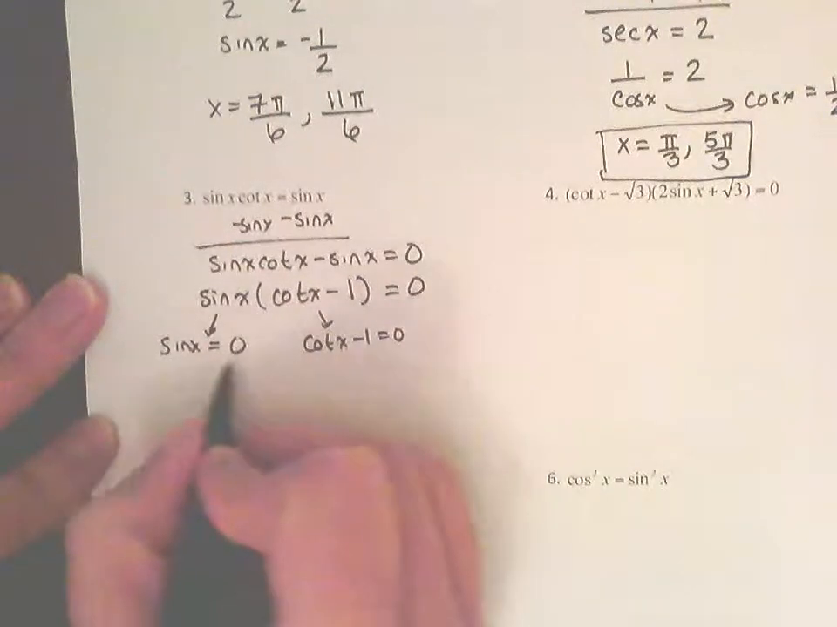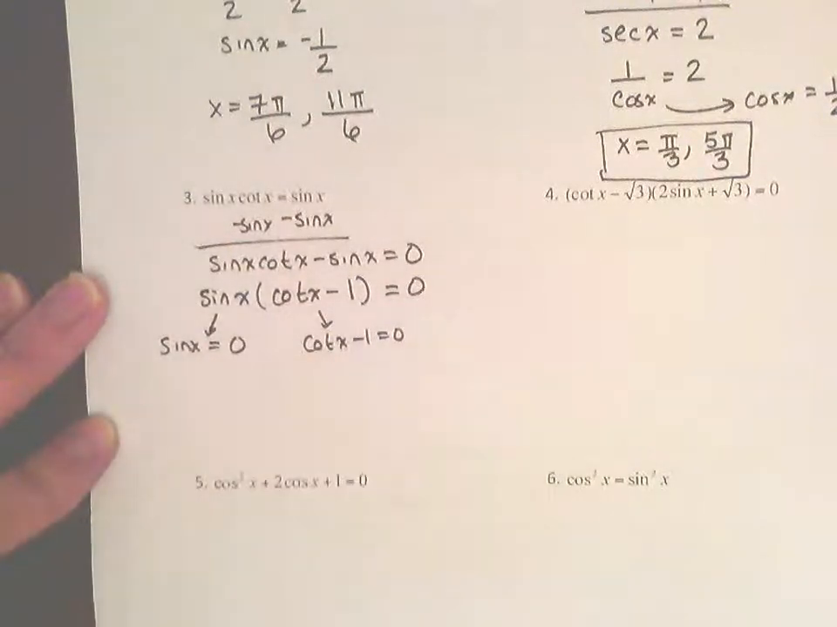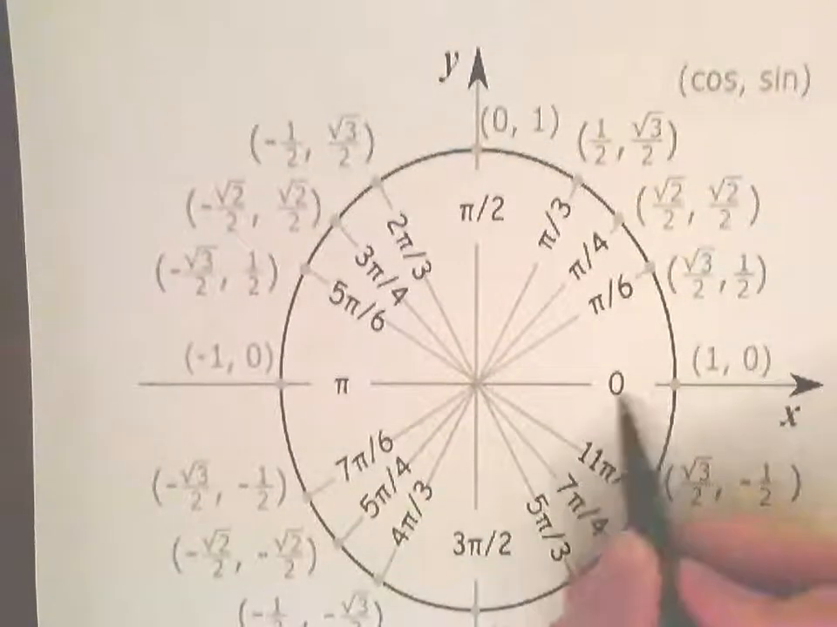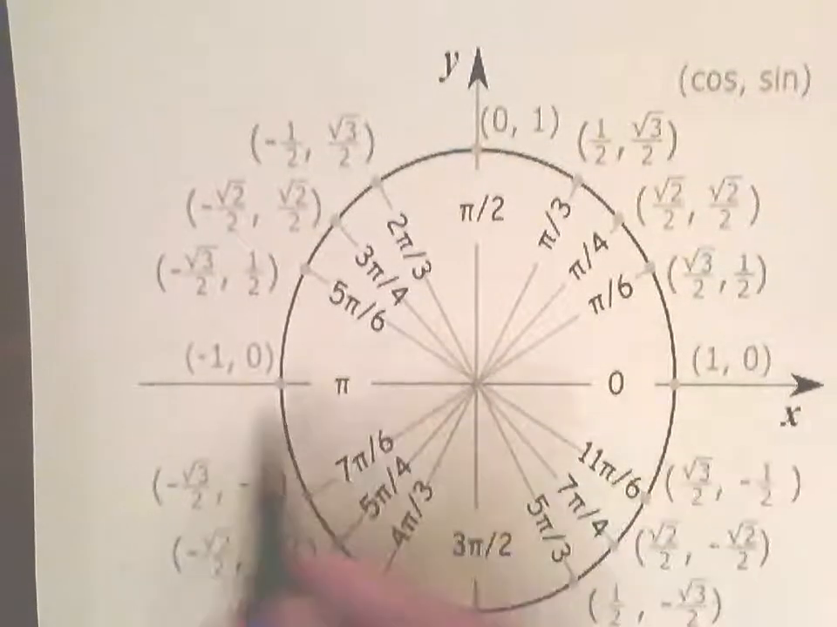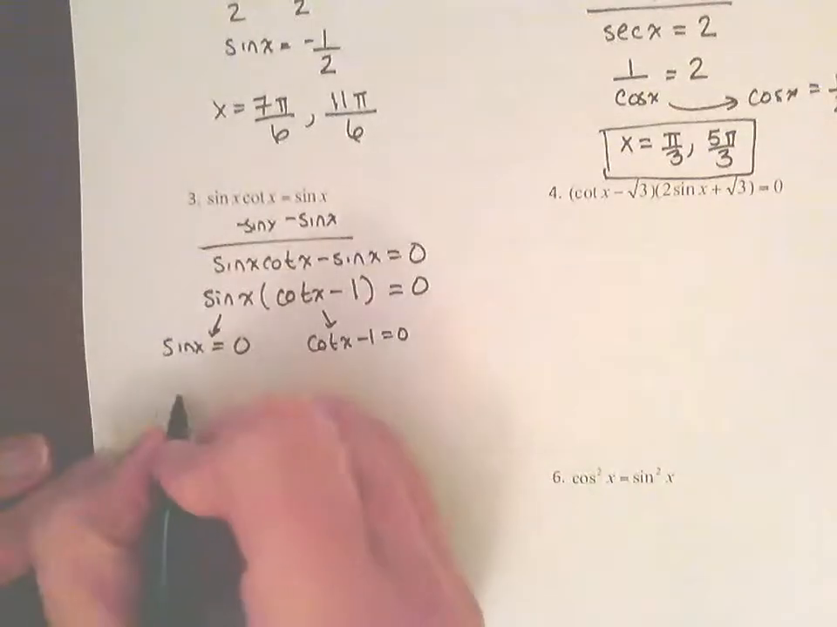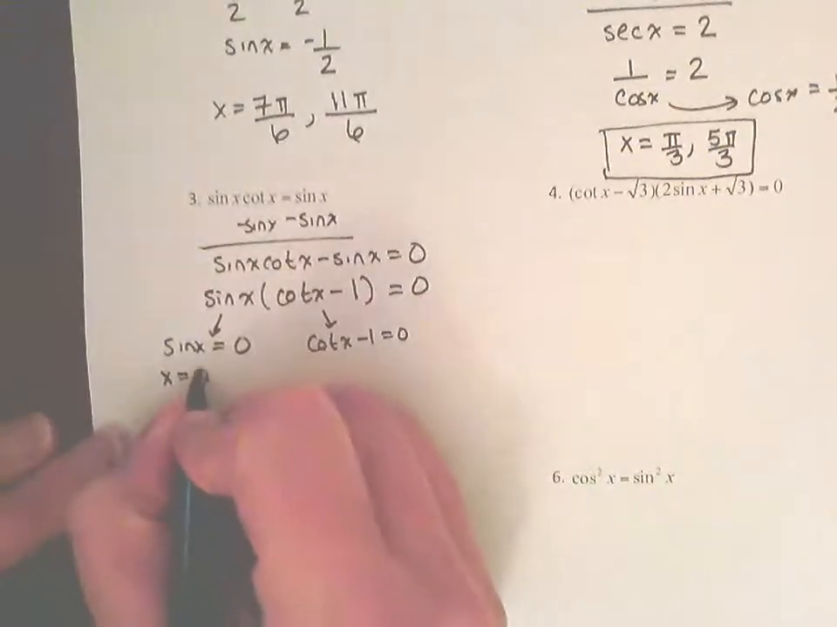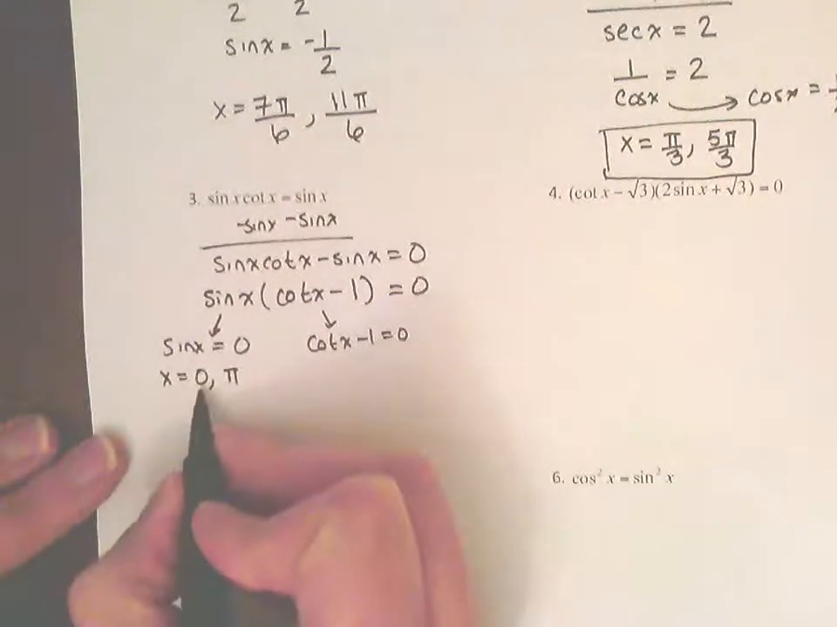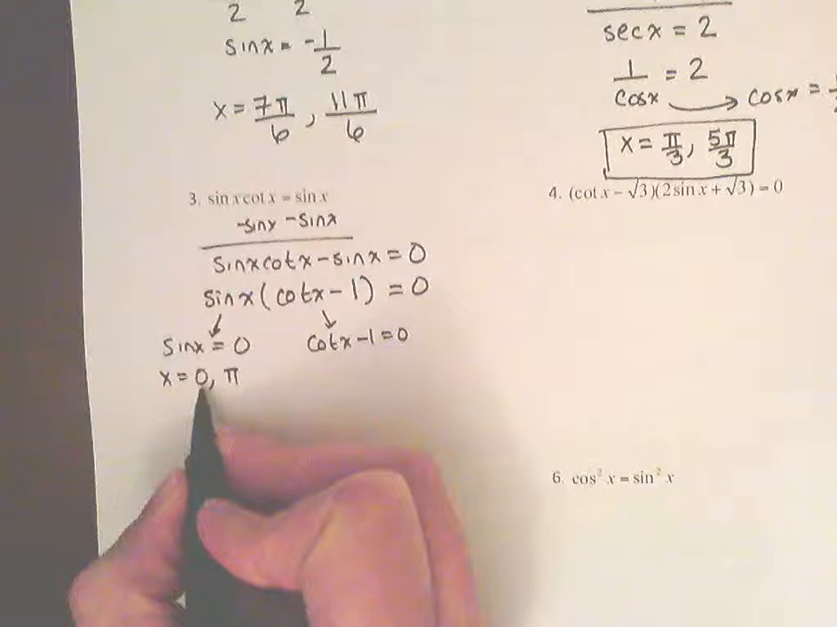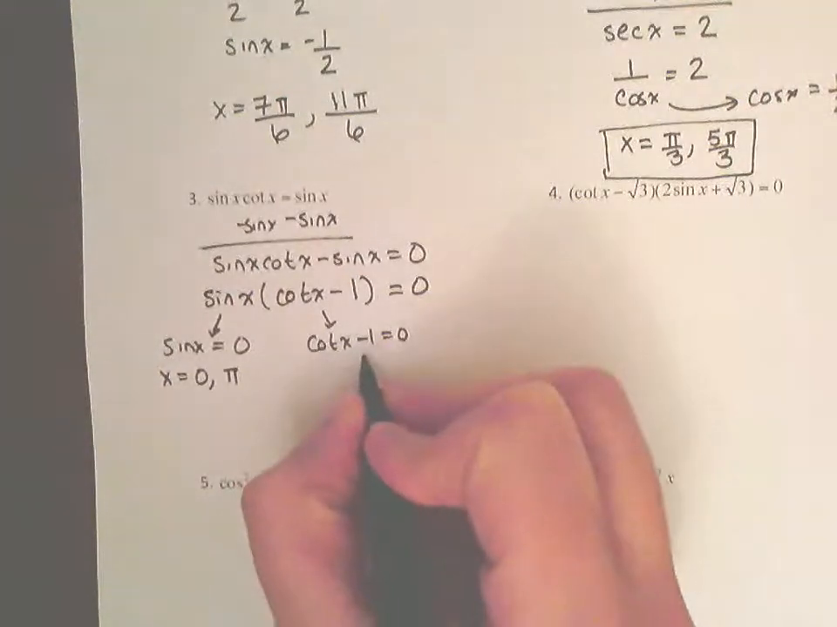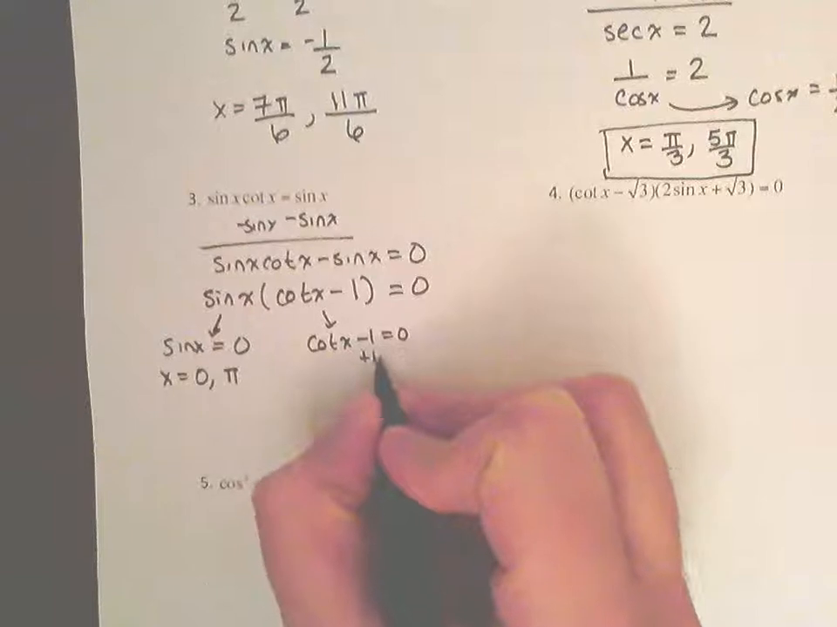Now the solutions for sine of x equals 0, where is sine of x 0? It's going to be at 0 and at pi. So for this side, our answers are 0 and pi. Remember, we're not including 2 pi, so we're not going to call this guy 2 pi. We're calling him only 0. And on this side, we have to solve it first to be able to get to our answer.